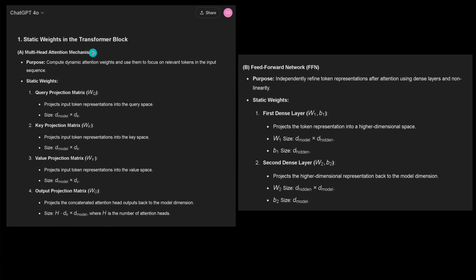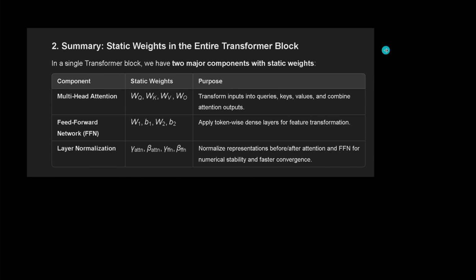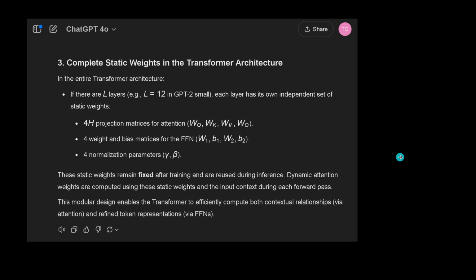Of course, you can have here simple ChatGPT 4o, the static weights in a transformer block. You have the multi-head attention, then the static weights, the query projection matrix, the key projection matrix, the value projection matrix, the output projection matrix, and then the feed-forward network with the two different layers that you have. And here we already see that in a single transformer block, we have some major components: the multi-head attention with the static weights, the feed-forward network with these weights and the bias, and of course a normalization and a renormalization, and so on. If you want to have this for GPT-2, the numbers, beautiful.